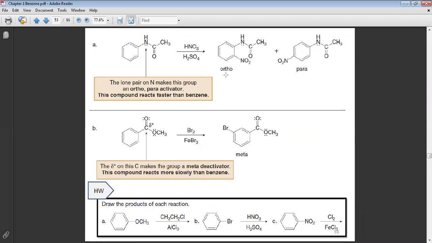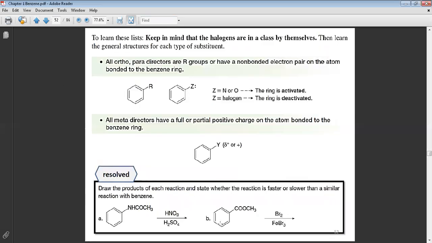Now look at the second one. We have a benzene ring directly bonded to a carbon. Does this carbon have an unshared pair of electrons? No. It has a partially positive or full positive charge by resonance. That means this group is activating or deactivating? Deactivating, and the orientation will be on the meta.